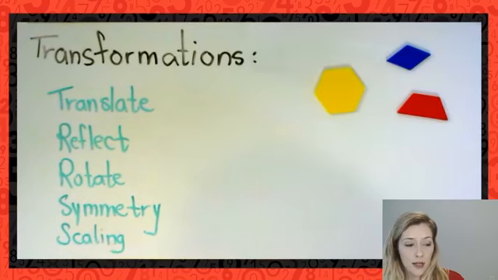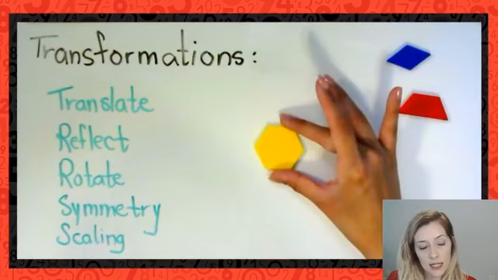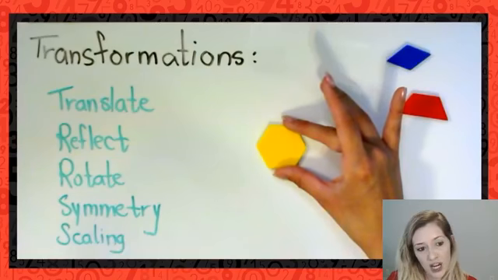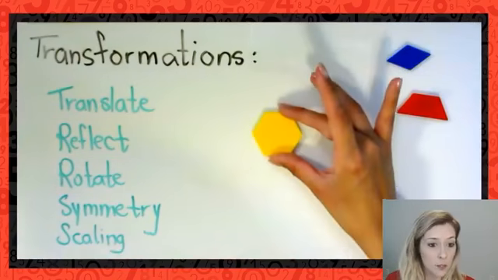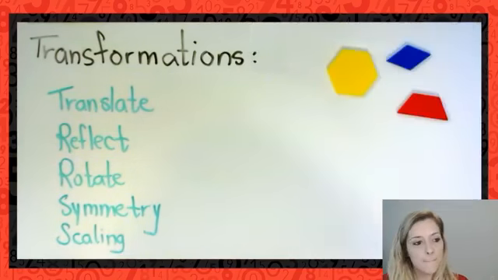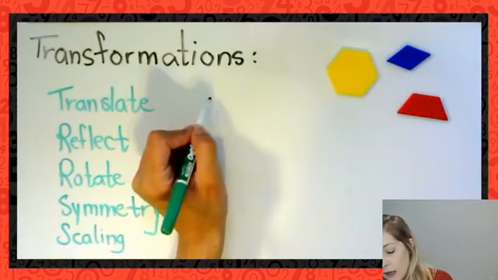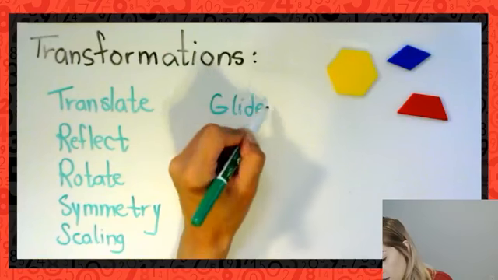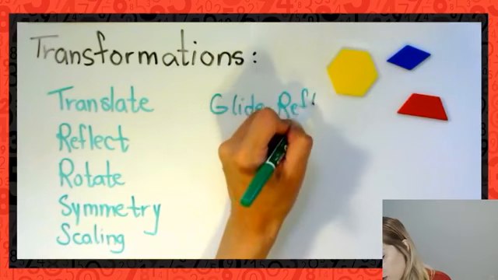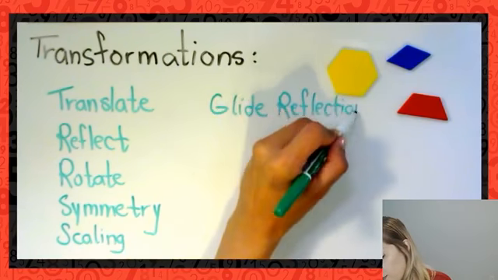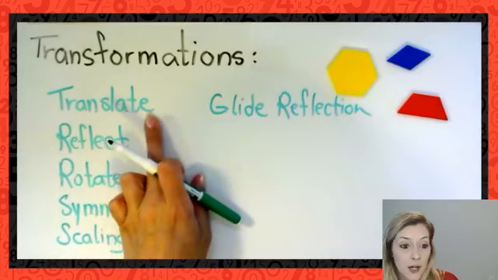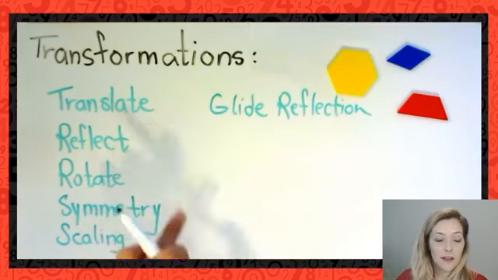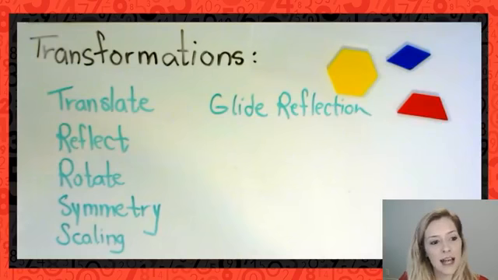Sometimes we're seeing that, where with scaling we can see the shape grow bigger, possibly smaller. Okay, and I'm going to add one more here, which will be a glide reflection, which here it'll be a reflection and a translation. All right. So let's take a look at some examples and see where we can observe them.